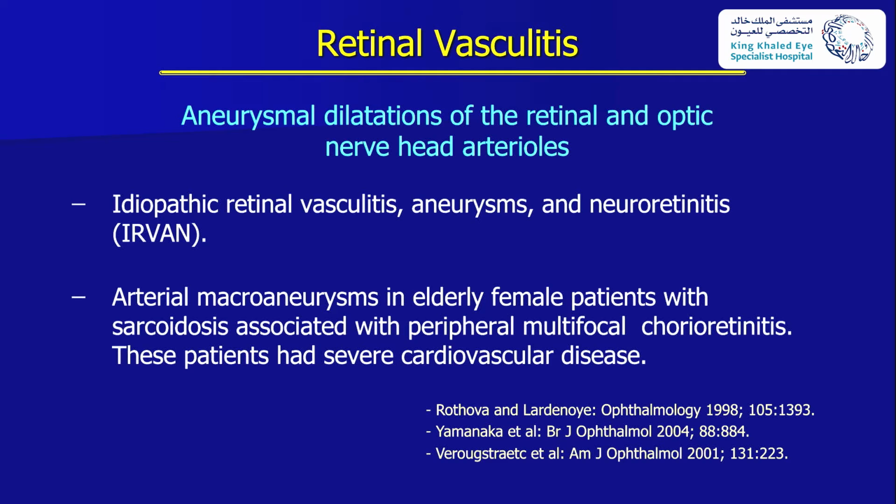Now, during the evaluation of a patient with retinal vasculitis, you can see aneurysmal dilation along the retinal arterioles and on the optic nerve head. Here you have to suspect Irvan syndrome, which is idiopathic retinal vasculitis, aneurysms, and neuroretinitis, and less commonly, sarcoidosis in elderly patients. So arterial macroaneurysms in elderly female patients with sarcoidosis are associated with peripheral multifocal chorioretinitis. But most commonly we see this with Irvan.